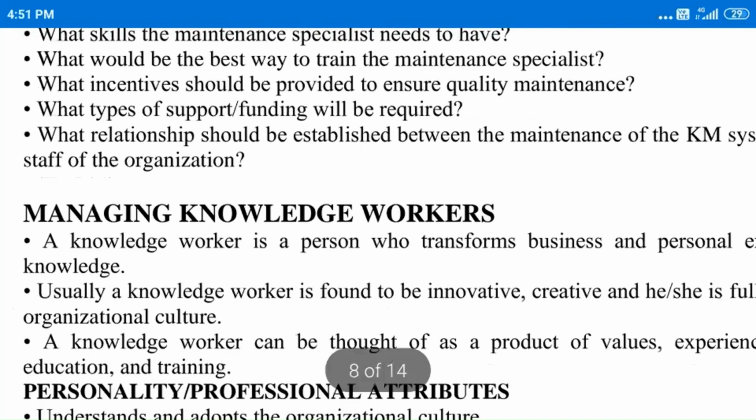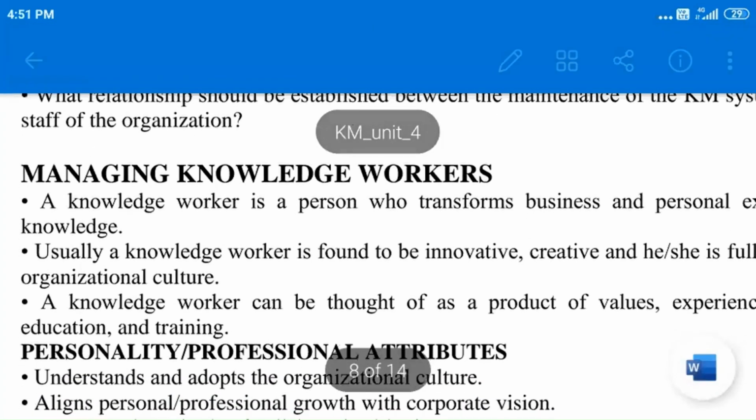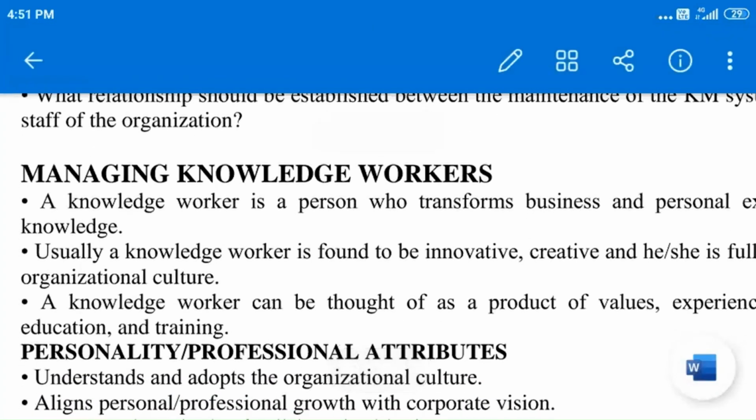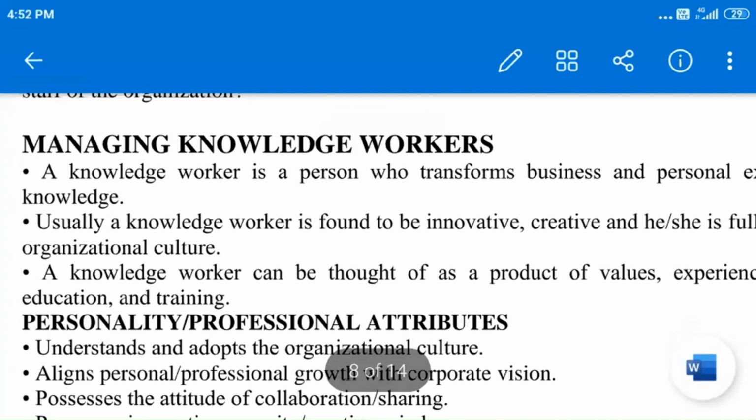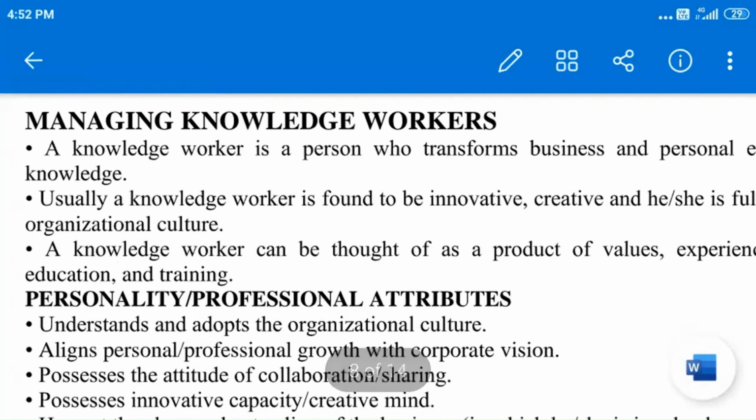And also when the training part is being considered, for example, when those specialists are being trained, who is going to fund those maintenance projects? Is it the company who is paying for them, or is it on a self-sponsored basis? So that is to be taken care of.